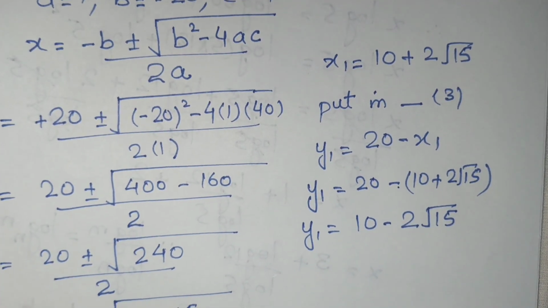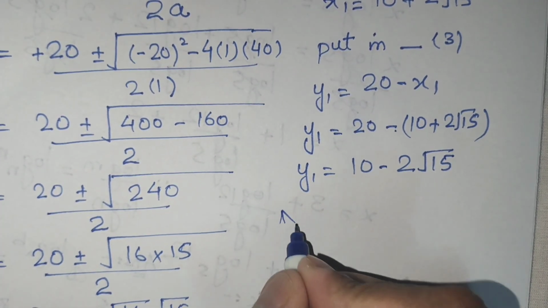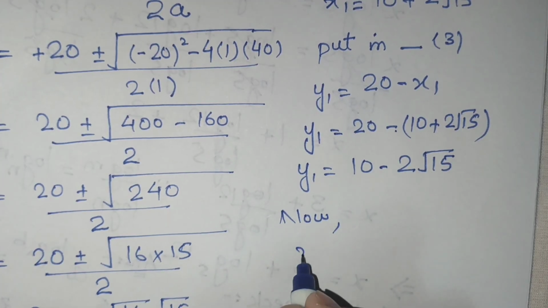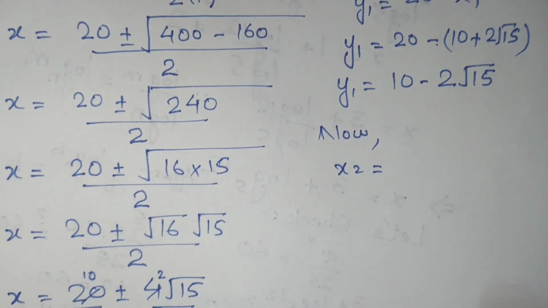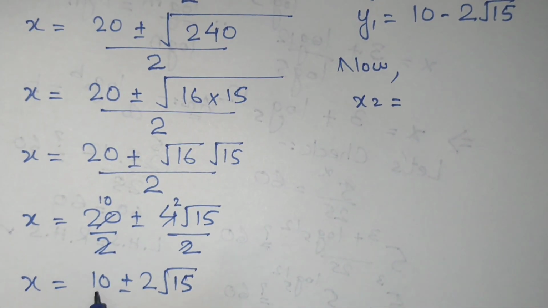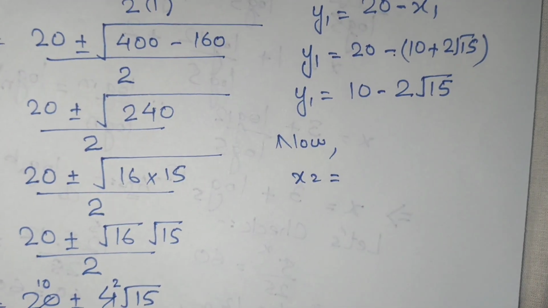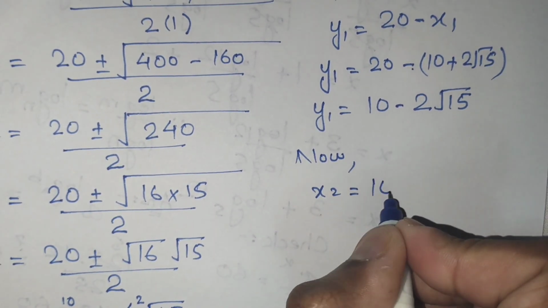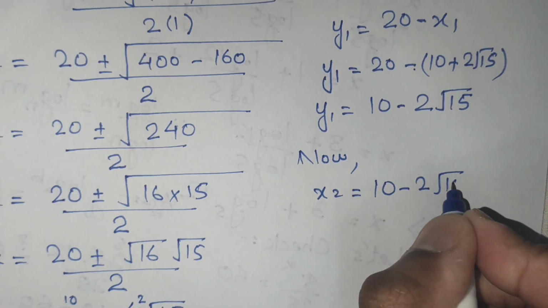Now we will use the same method to find y2. y2 will be equal to 20 minus x2, but what is x2? 10 minus 2 times square root of 15.